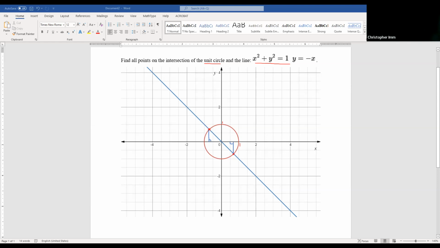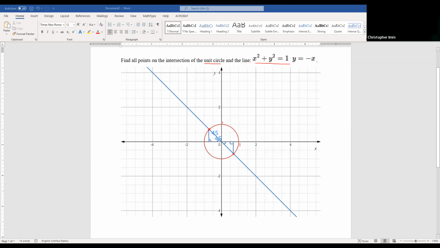Now you might observe that since this line has a -1 slope, it actually bisects this angle into two 45-degree angles. So this is a special triangle that we have here. We have a 45, 45, 90-degree triangle for each one of these.